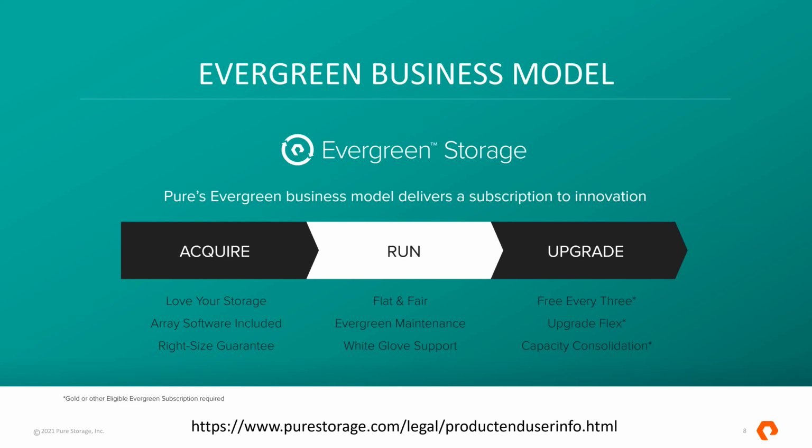White glove support, we don't use typical first line of support in Pure. If a customer needs to address something with our support, which is very unusual because most of the cases are created proactively and automatically by our Pure One support engine. But if you need to reach our support, you will be automatically connected to the engineer. He will pick up your case immediately without having to go through the lines and to actually start talking with someone who can help you. And upgrade, free every 3, upgrade flex and capacity consolidation. Very important part of our Evergreen offering. Only available in Evergreen Gold subscription, and I will describe it in detail on the next slides.